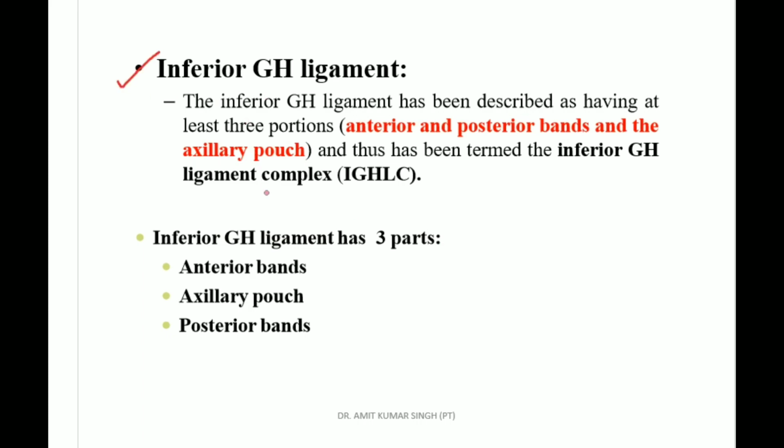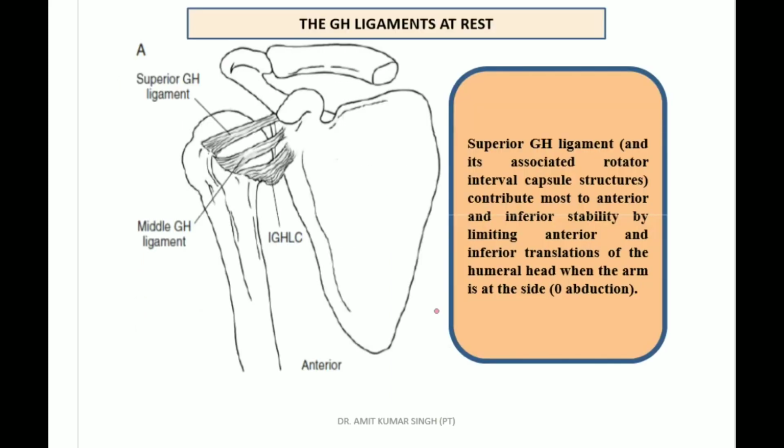As I have already explained in the diagram, the inferior glenohumeral ligament complex, we can term IGHLC, is divided into three parts: anterior band, axillary pouch, and posterior band. You can remember this mnemonic by the term Aam Aadmi Party, AAP, just for fun.